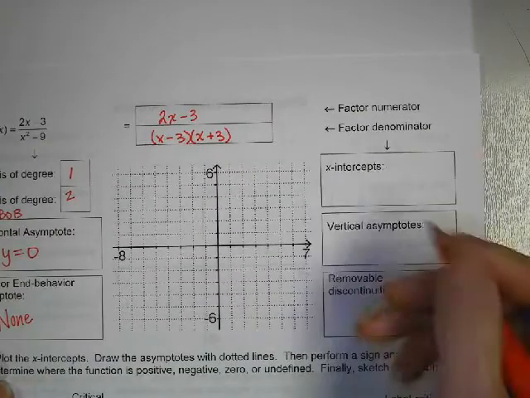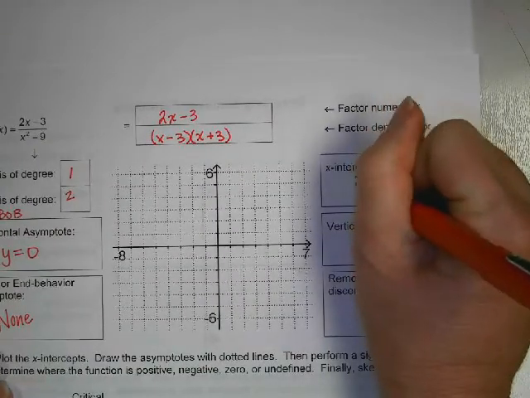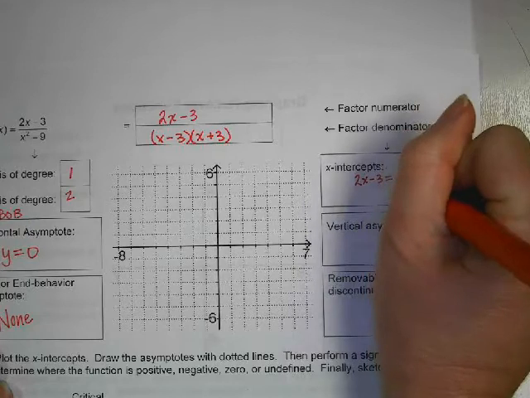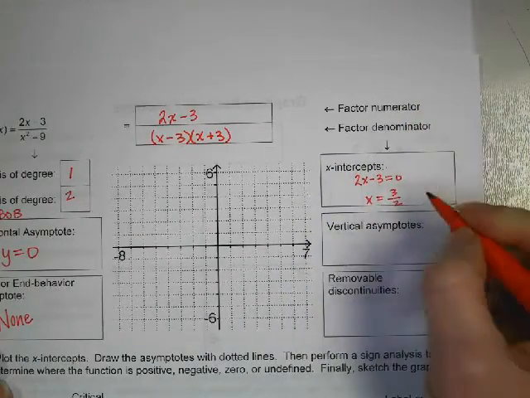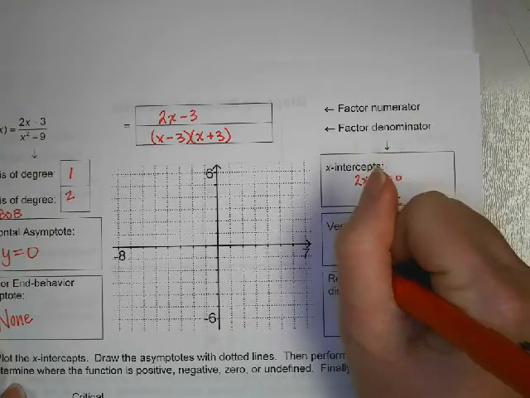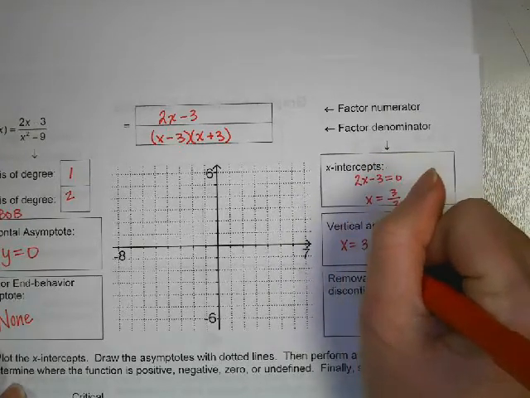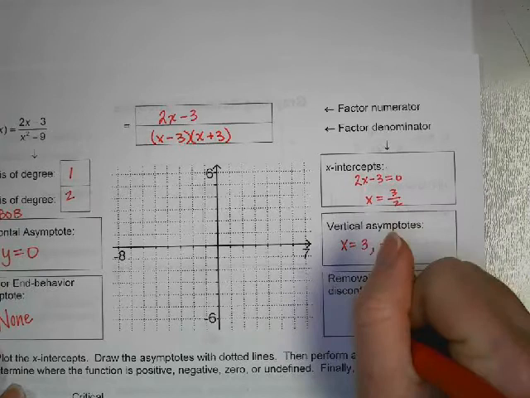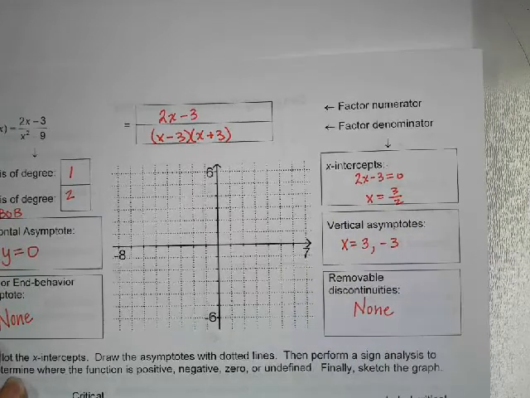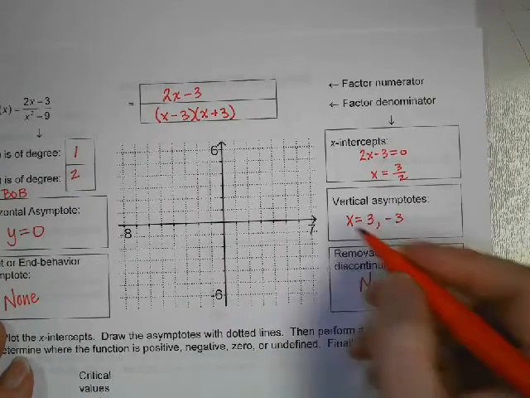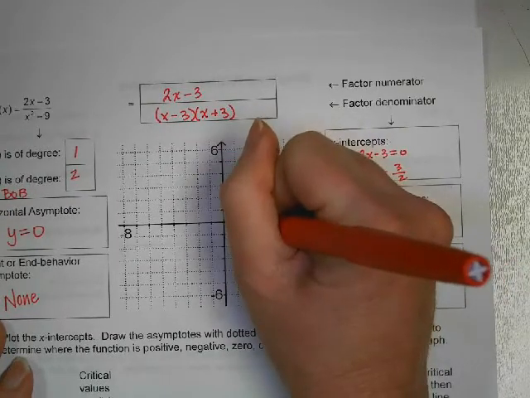Looking for my x-intercepts, I take the top piece, set it equal to 0, and solve. So x equals 3 halves. Sorry, not negative 3 halves, positive 3 halves. I can go ahead and put a dot at my x-intercept. I don't have a removable discontinuity, so my vertical asymptotes are negative 3 and 3.